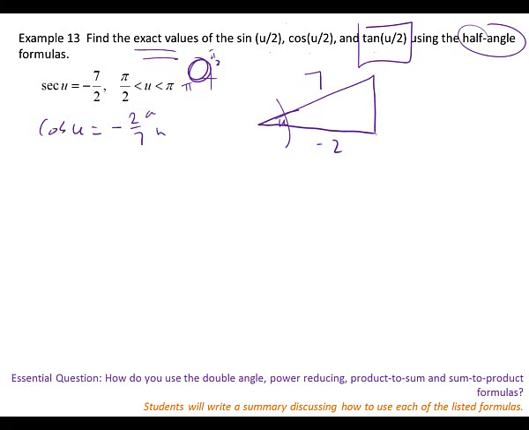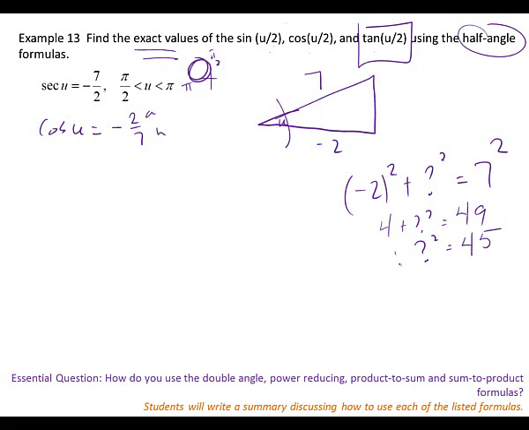To get that third side, what am I going to have to do? Pythagorean theorem. So negative 2 squared plus, I don't know, we'll go with question mark. You can put x if you want, I guess. Equals 7 squared. What's negative 2 squared? 4. 7 squared? 49. All right, I've got to move the 4 to the other side. How do I do that? What do you get? 45. We're going to take the square root.